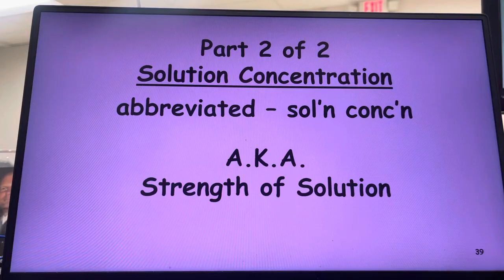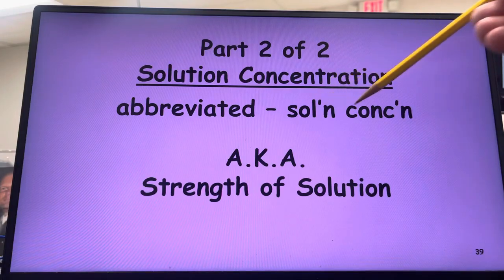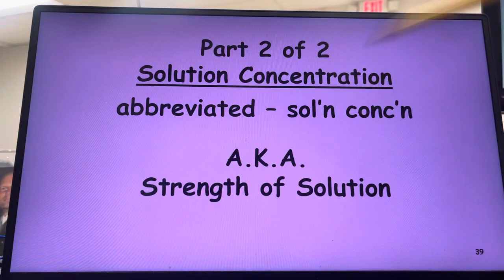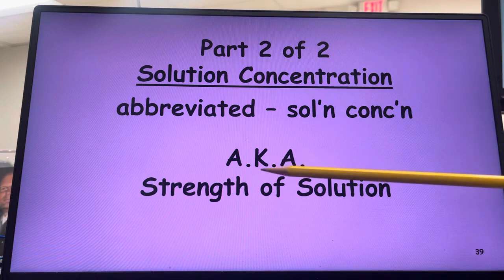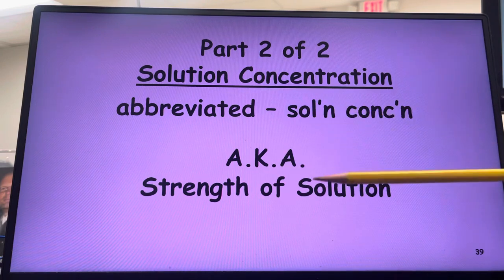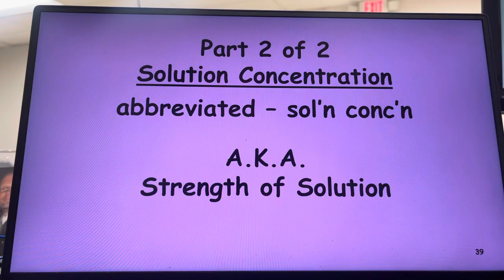Okay, so find slide 39 on the sheets that you have, and that's where we are right now. We're going to be talking about solution concentration, and it has an abbreviation. So if you're writing it ever, you can write it as you see there, solution concentration with the apostrophes and everything. It's also known as, AKA, strength of solution.